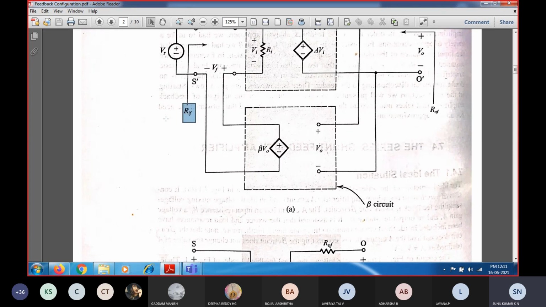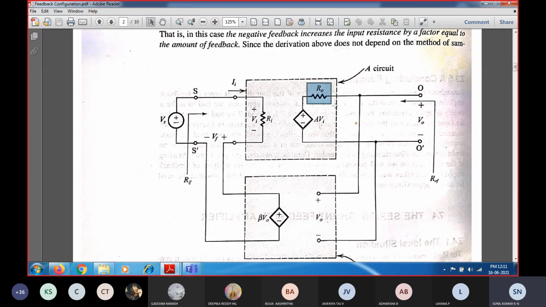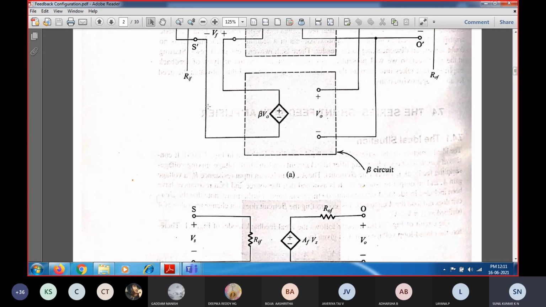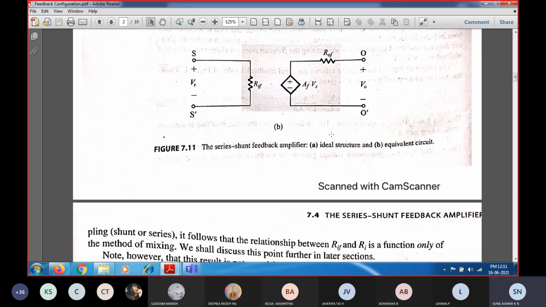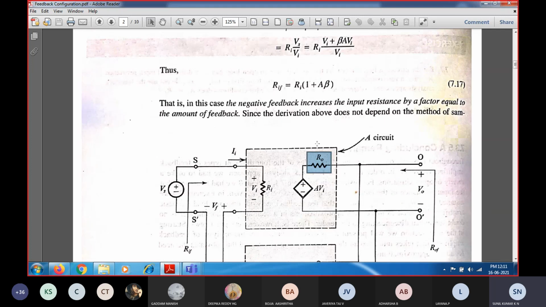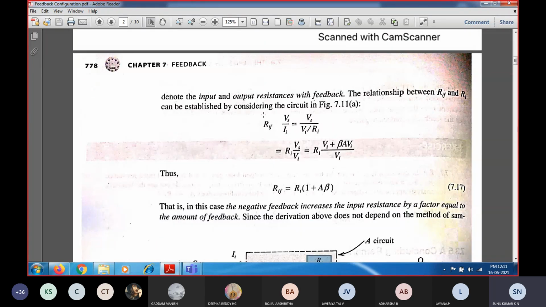For that, we are going to have input resistance with feedback as well as output resistance with feedback. We are going to express the relation between the input resistance with feedback with respect to Ri, and at the same time, the output resistance with feedback with Ro. For that, we are going to calculate how the resistance has changed on employing this negative feedback. So we are going to redraw this equivalent circuit, and then we are going to see what is the input resistance with feedback.